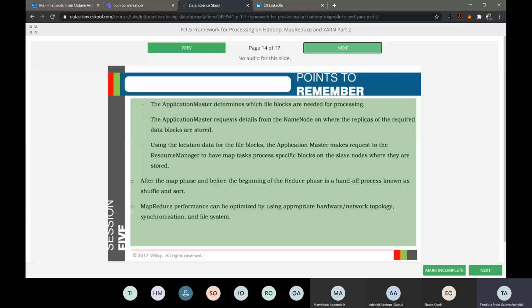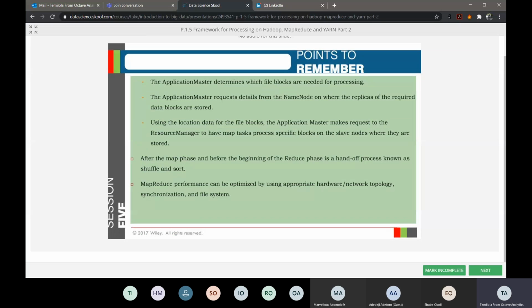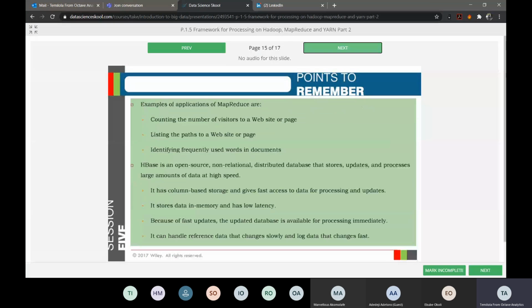Okay, I already explained all this. Yeah, I already explained this. Using the location data, okay, yeah. Okay.